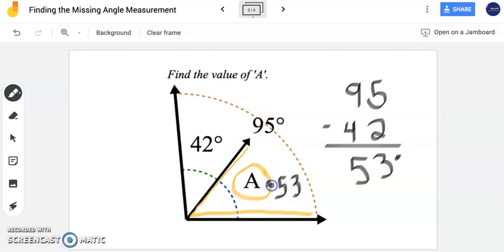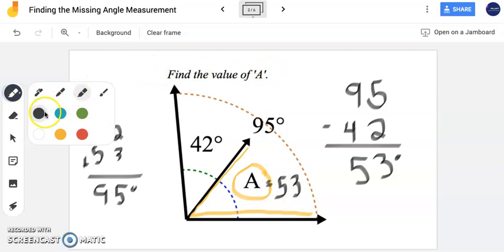Now, I can confirm that what I did is correct by doing 42 plus 53, which equals 95 degrees. Now notice it gave us that the entire angle measurement in fact is 95 degrees. Therefore, that is the correct value of A, which is 53 degrees.